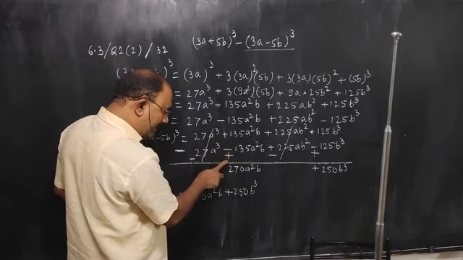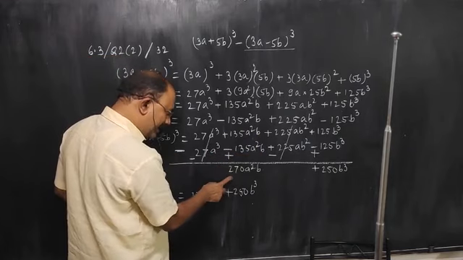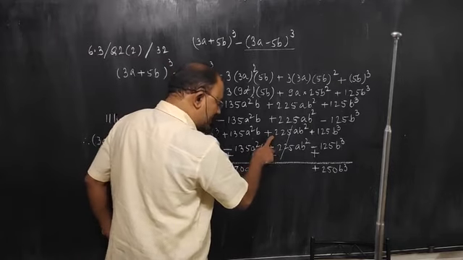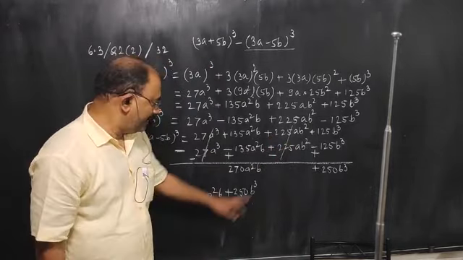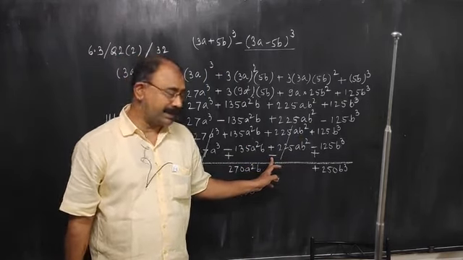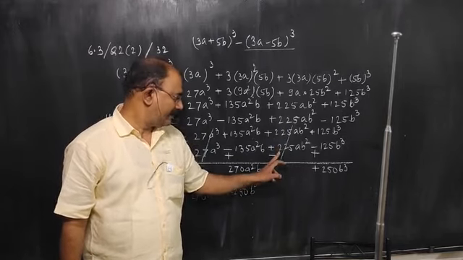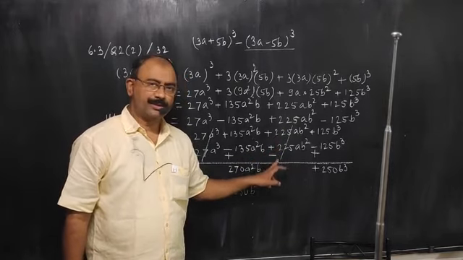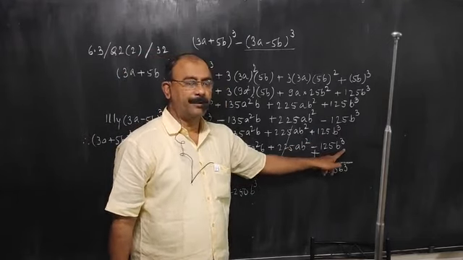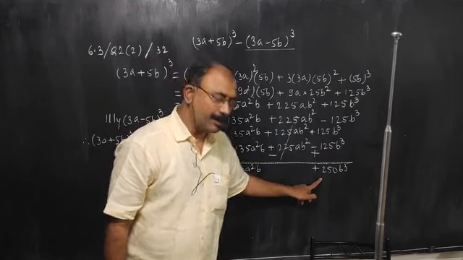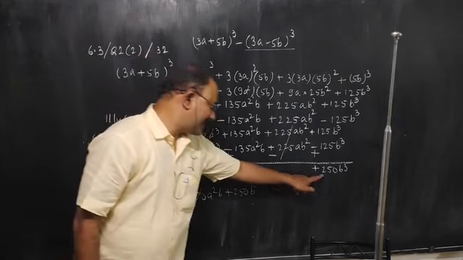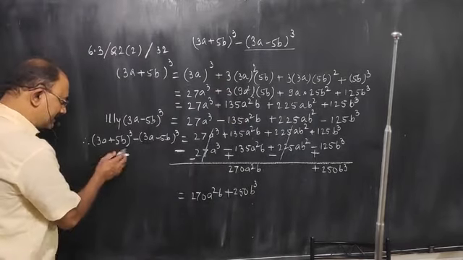135a square b plus 135a square b comes out to be 270a square b. 135 plus 135. This is plus 225ab square and this is minus 225ab square. We are considering the new sign, so plus and minus cancel. Then you have 125b cube plus 125b cube, that is 250b cube. So your net answer will be 270a square b plus 250b cube. That is the simplification of this side.